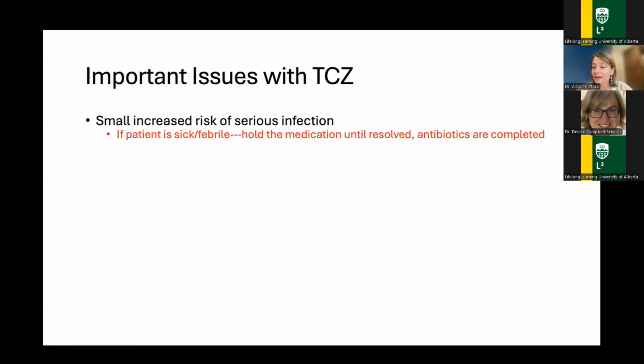Important issues with tocilizumab. So tocilizumab works, but very similar to all of our biologics, when we add it, there's a small increased risk of serious infection. It doesn't look in the literature like this is above what happens with prednisone monotherapy. I think because it is so steroid sparing, we don't tend to see more infections, but we do still see them. And it's important to recognize, so if this patient is on tocilizumab and they're sick or they're febrile, we always tell patients to hold the medicine until they're resolved, until their antibiotics are completed. And then they can go back on, because it will make it harder for them to recover.